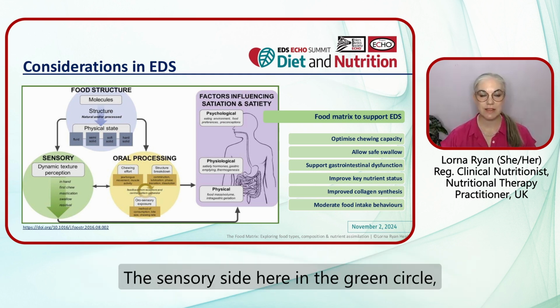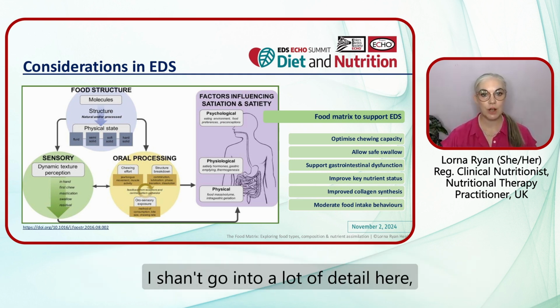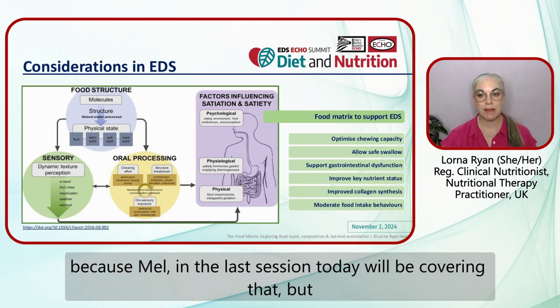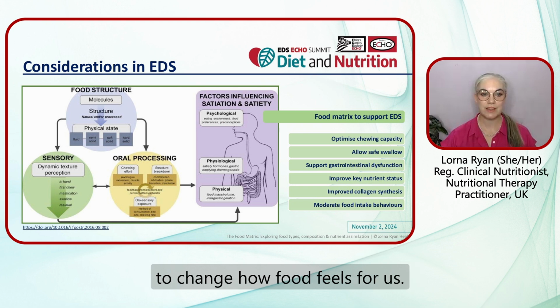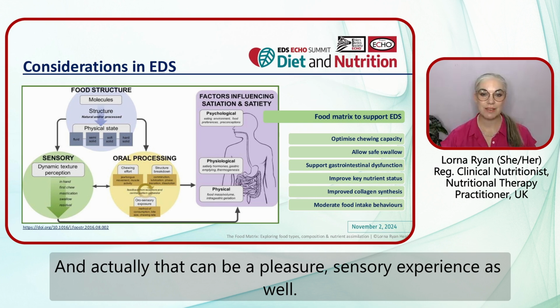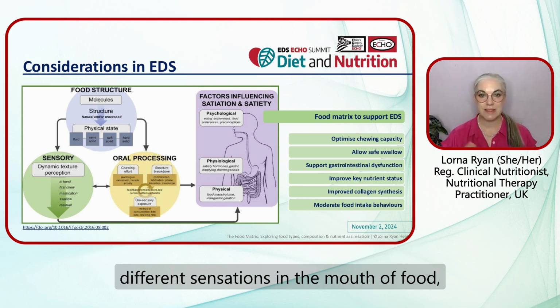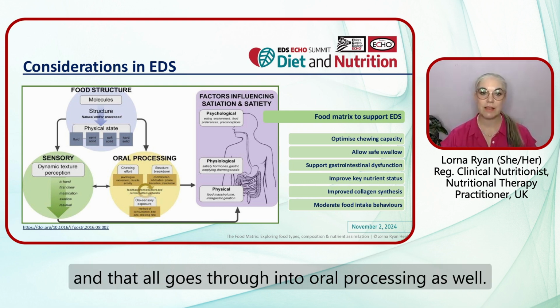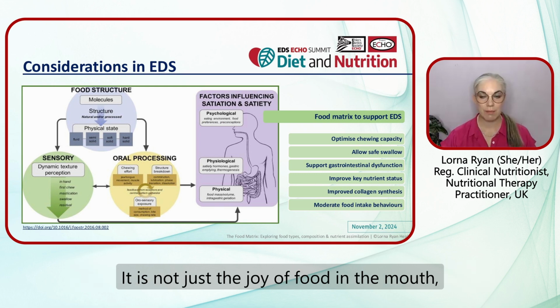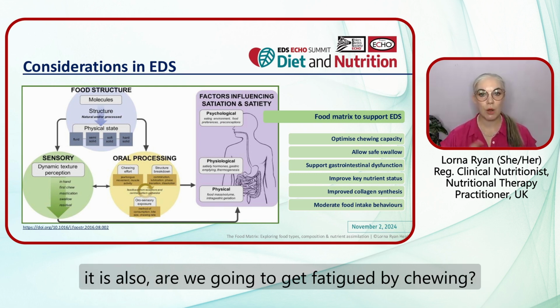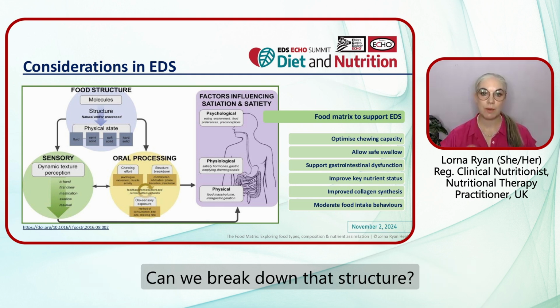The sensory side here with the green circle, I shan't go into a lot of detail here because Mel in the last session today will be covering that. But we can actually have an opportunity to change how food feels for us. And actually, that can be a pleasurable sensory experience as well. You know, some people like different coloured foods, different sensations in the mouth of food. And that all goes through into oral processing as well. So it's not just the joy of food in the mouth, it's also, are we going to get fatigued by chewing? Can we break down that structure?